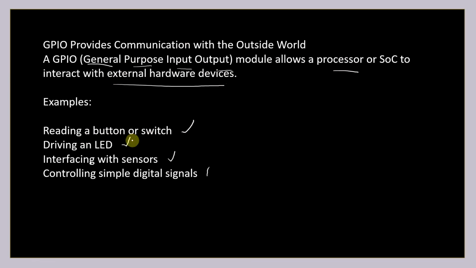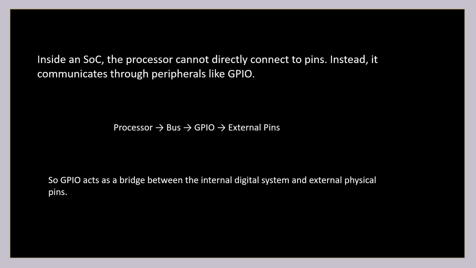So all you can have your GPIO ports which can be connected to this, right? Now, if you see an SoC, the processor cannot directly connect to the pins. Instead, it communicates through peripherals like GPIO. So the processor is connected to the bus, the bus is connected to the GPIO, and the GPIO is connected to the external pins.